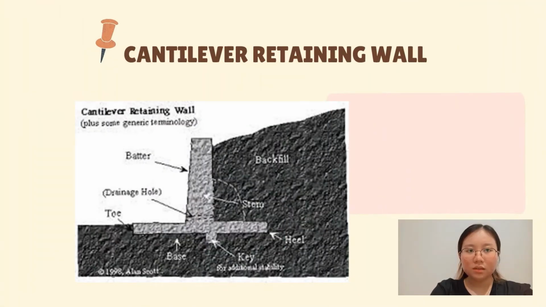The cantilever retaining wall is composed of reinforced concrete that consists of a wall that is connected to the foundation and is supported by a slab foundation. The slab foundation is loaded by backfill, which stabilizes the wall against overturning and sliding.